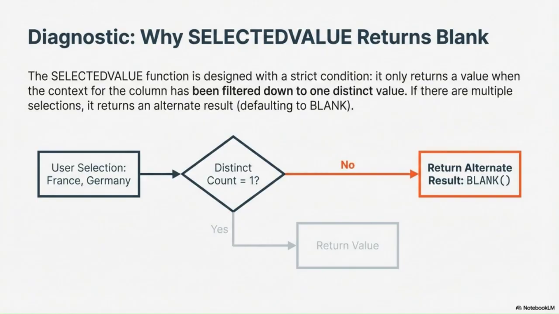The common pattern is retrieving the selected item from a slicer. If only one value is selected, we display that value. If multiple values are selected, we show a default message like multiple selections or all data. This makes the label intelligent and adaptable.